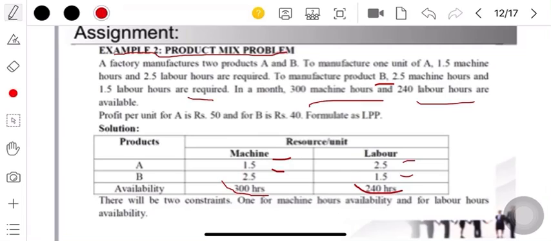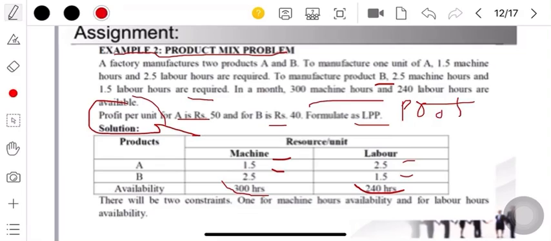Profit per unit for A is rupees 50 and for B is rupees 40. So formulate it as a linear programming problem. Here the profit per unit is given, so what will be our objective? The objective function will be profit.